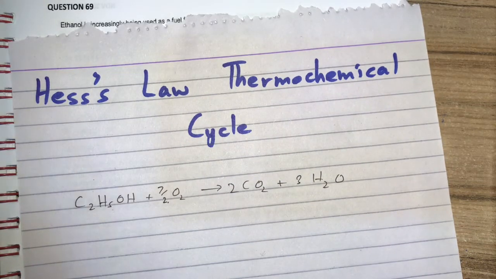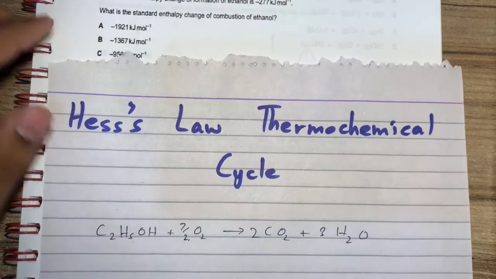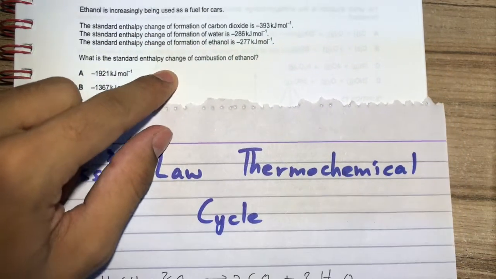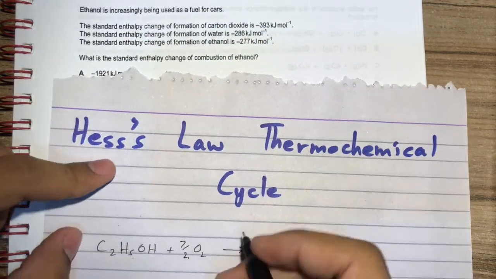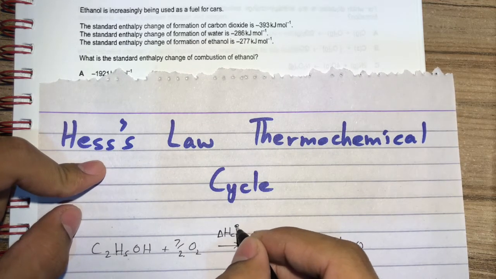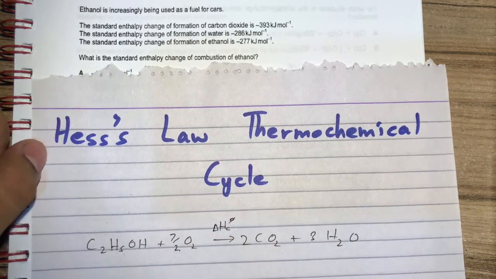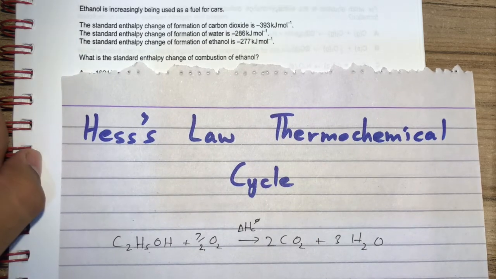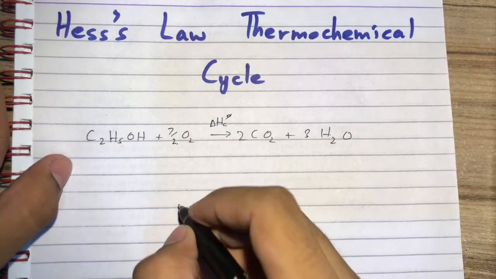This is the balanced equation. Now we have to use the formation data to find the combustion Q. This is delta HC. When we have formation data, what we do is we write the elements down here first.